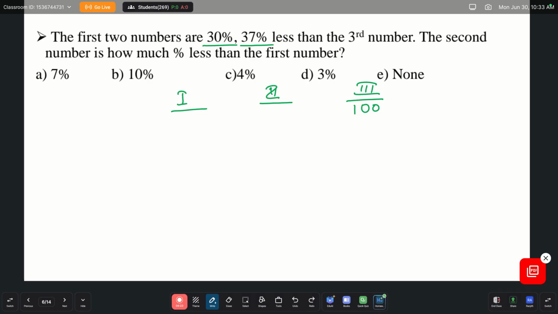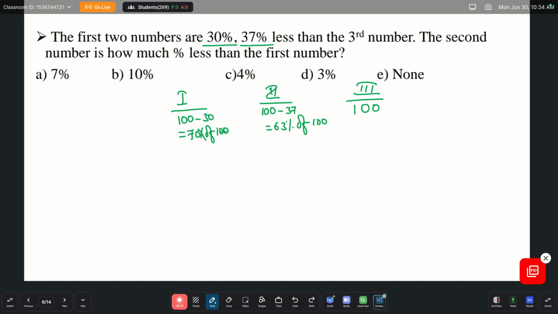Here 30% less is directly mentioned. It's nothing but directly we need to write, no need to find out 30% of 100 and again subtract. No need to take like that, directly 100 minus 30. So we need to subtract 30%. 100 minus 30 equal to 70, 70% of 100. Next, 37: 100 minus 37 will be equal to 63, 63% of 100.